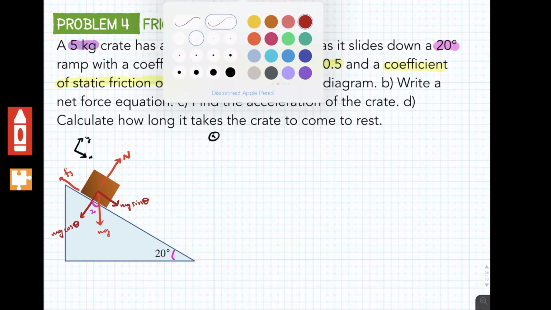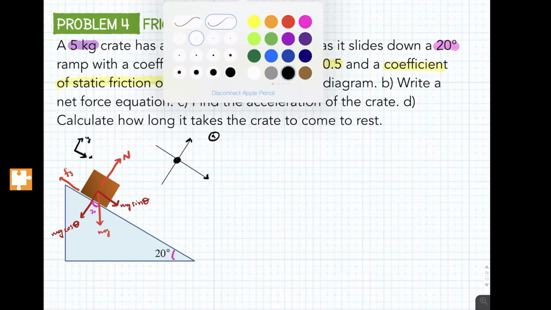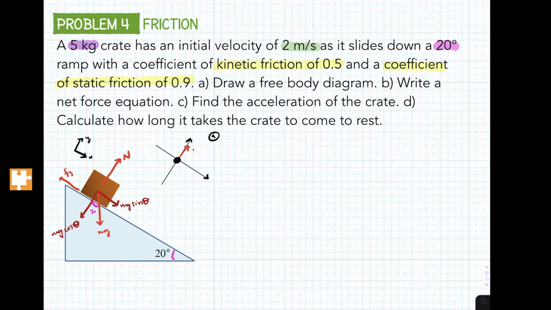If you want to draw this as a free body diagram, you can draw it tilted or straight up, whatever you want to do. So you just draw the same thing, and then you just draw your dot and you say, okay, N, Fs, mg cosine theta, mg sine theta. Okay, so that's part A. Let me just move A over here.